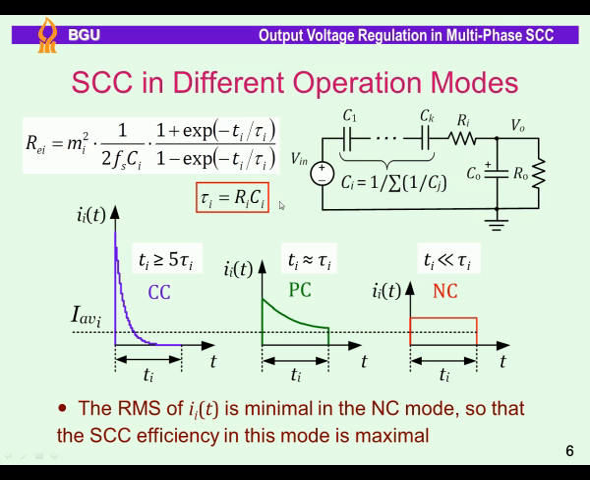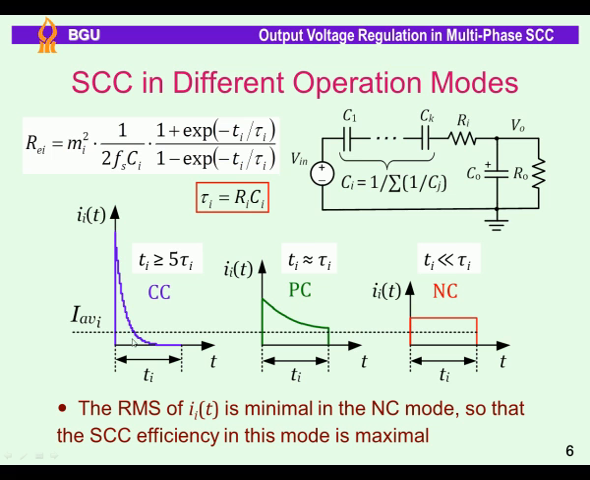The time constant of topology i is defined as tau i, equal to RiCi, while the time allotted for topology i is Ti. Now, the current through Ci is dependent on the relation between Ti and tau i. The charging of Ci is practically completed if Ti is at least 5 tau i, and this case is denoted by CC. In the case when Ti is approximately equal to tau i, the charging is partial, PC, and if Ti is much smaller than tau i, there is no effective charging, NC.